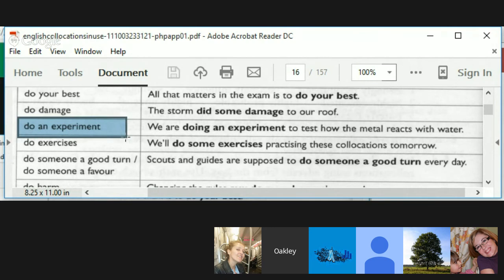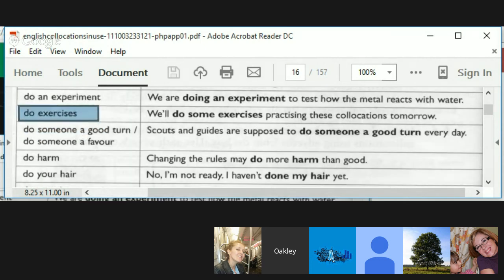David, while I'm talking to you anyway, do an experiment. We are doing an experiment to test how the metal reacts with water. To do an experiment, what else can you do? A survey, a research, an examination. A test, yes. All of those things you just said. Yes, exactly. Any of those. So again, do collocates with all of those things related to experiments: do surveys, do research, do a test. Very good.